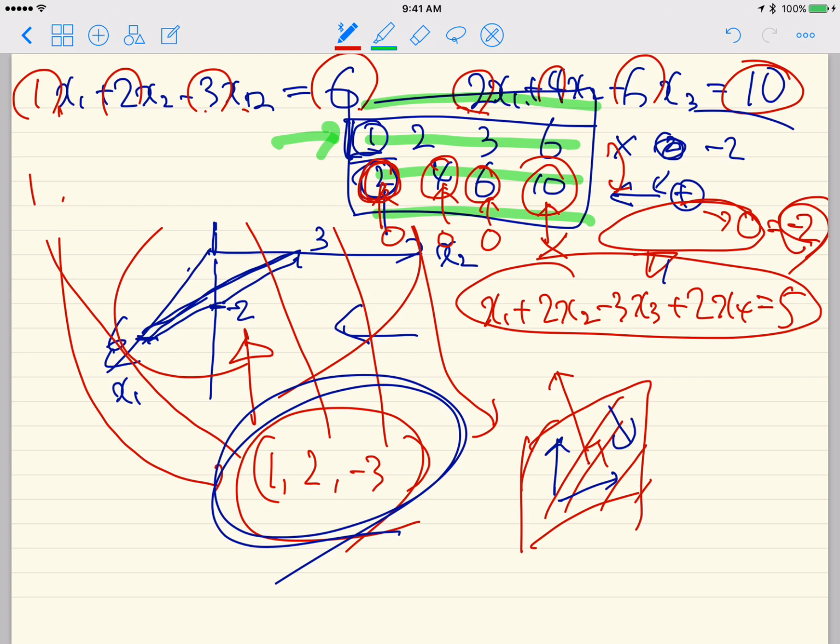This exact case is the only case when we have no solutions, given our linear systems. It doesn't matter whether we have 2 variables or 3 variables or 4 variables. This is the only case when we have no solution.